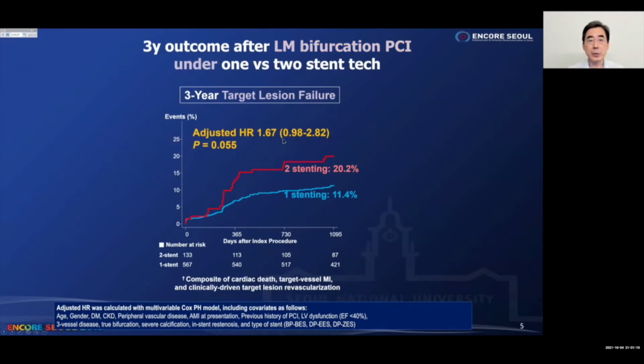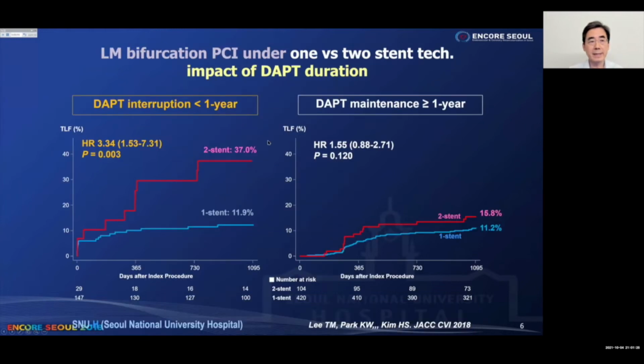The results are shown here. The 3-year TLF rate is 20% after two stent versus 11% after one stent. Thus, two stent was worse than one stent in terms of 3-year TLF. But when we analyze two different groups, with shorter DAPT, less than 1 year, and longer DAPT, more than 1 year, the picture was totally different.